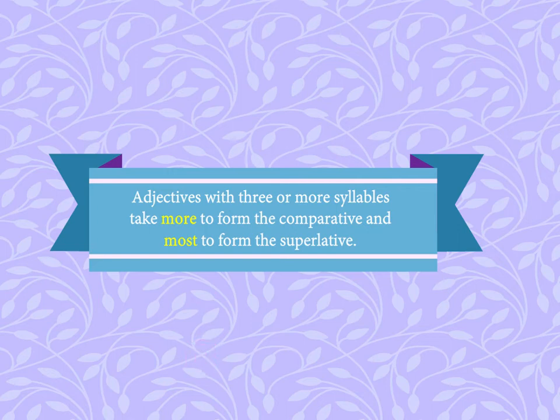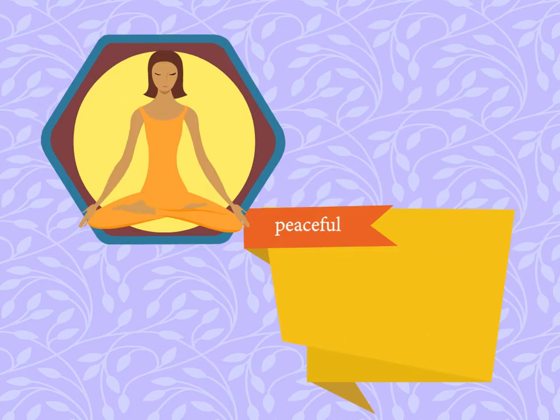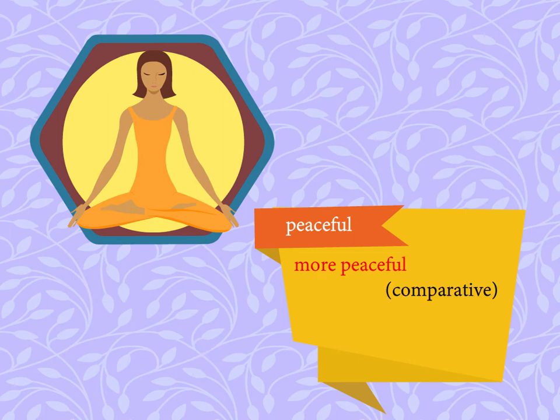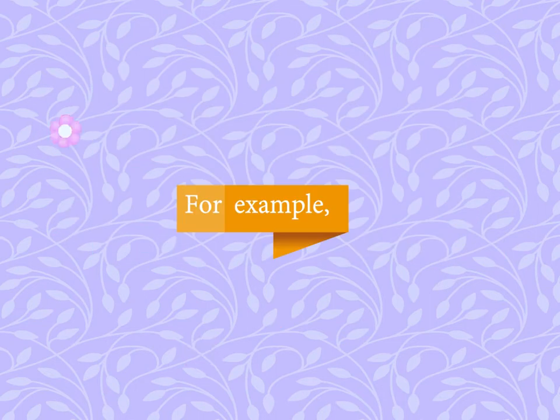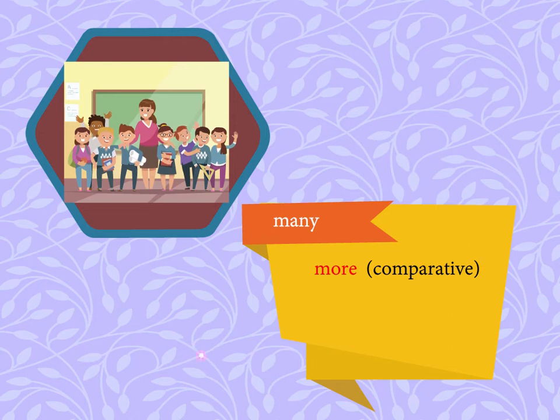Adjectives with three or more syllables take more to form the comparative and most to form the superlative. For example, peaceful becomes more peaceful in comparative and most peaceful in superlative degree. Some adjectives completely change their form while changing their degree. For example, many becomes more in comparative and most in superlative.